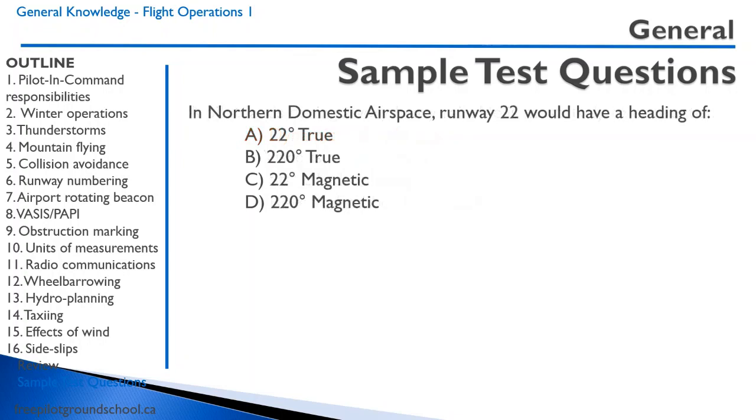Last question, in northern domestic airspace, runway 22 would have a heading of A, 22 degrees true, B, 220 degrees true, C, 22 degrees magnetic, or D, 220 degrees magnetic. Remember, northern domestic airspace is true. Runway 22, they took the zero off, so that's going to be B, 220 degrees true.